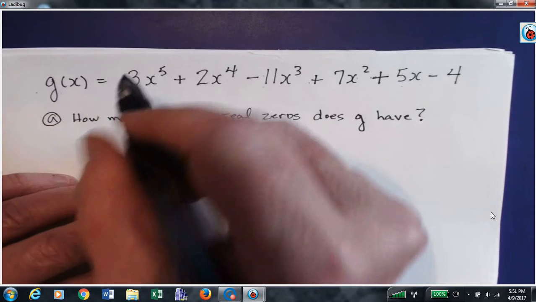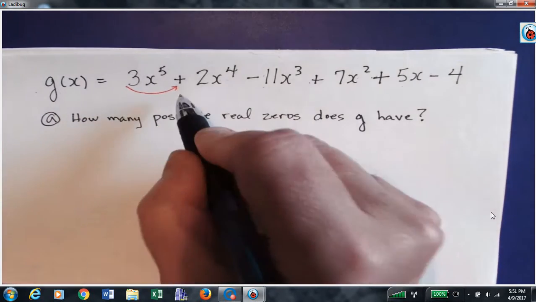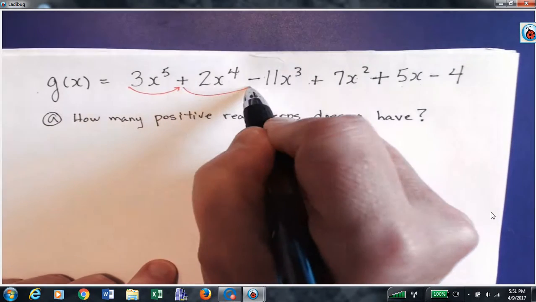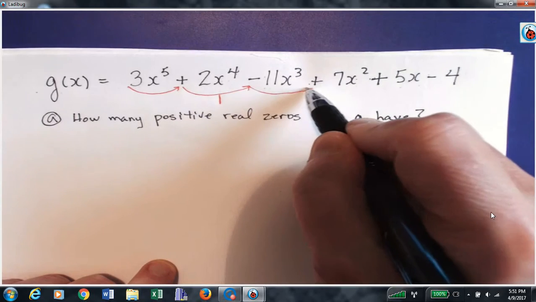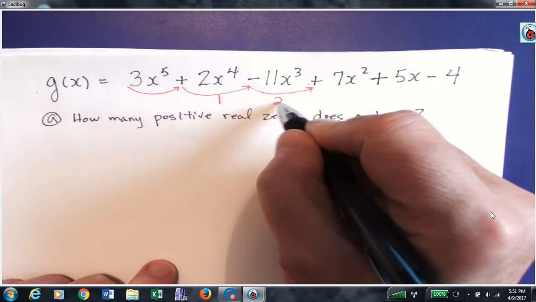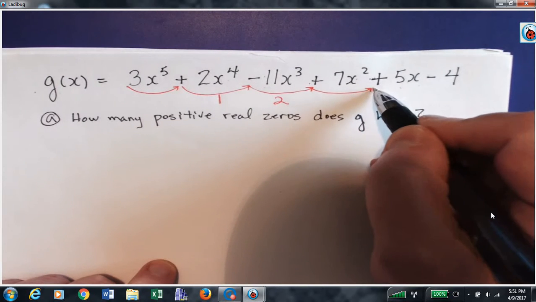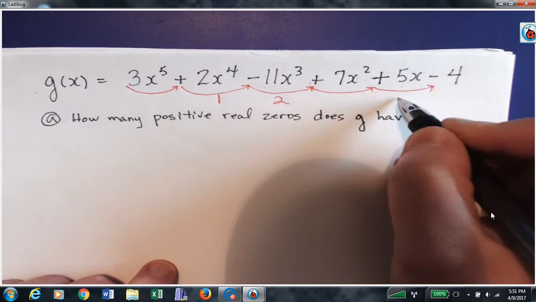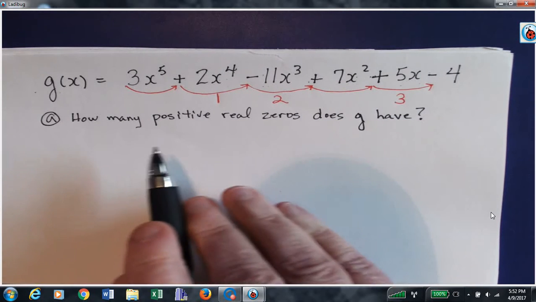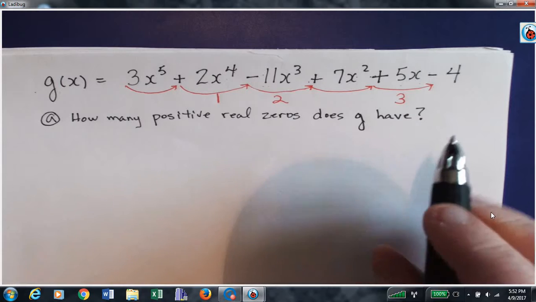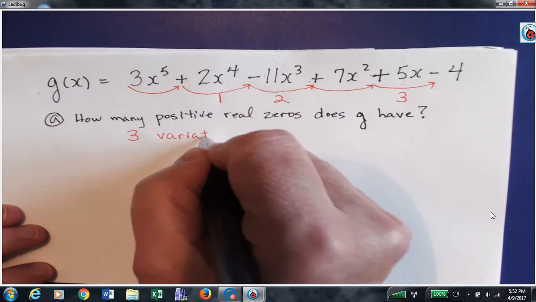So I'm starting with a positive, and I go from positive to positive, no change. I pick up positive to negative. That is a change. That's my first change. Negative to positive, that's another change in sign. That's my second change. Positive to positive, no change. And positive to negative, that's a change in sign, and it's my third change in sign. So how many positive real zeros does g have? Well, we had 3 variations or changes in sign.